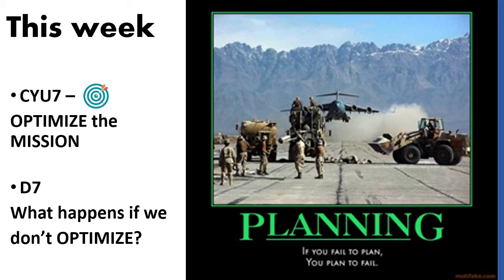So our homework assignments this week for the CYU 7, the questions are about the different tasks that you saw in that checklist. And for our discussion, I have a video about when the planning did not happen and what happens when we do not optimize.